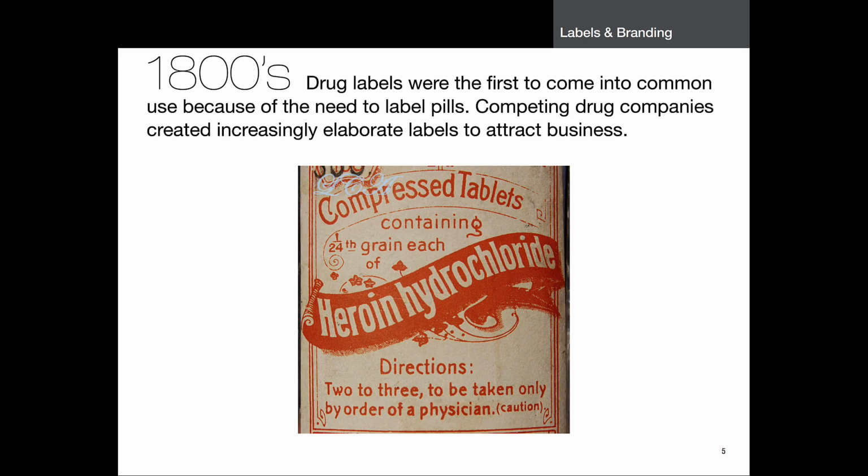Once you get into the 1800s, drug labels were really the first to come into common usage. This is the era when what we consider the middle class really started taking off. You had people with disposable income, and they could afford to spend their money on various remedies. What you see is these really elaborate label designs done in a Victorian style. And we're going to talk about the various different styles you might want to consider for your label design.